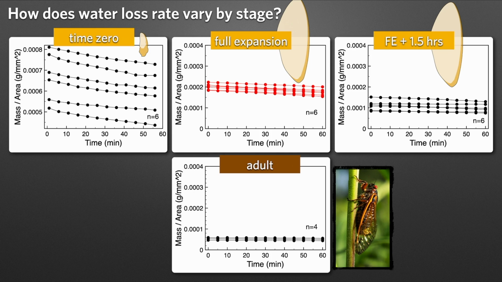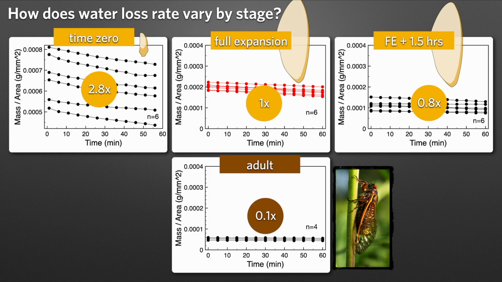Second point, though, is the slopes are really what matter here. How fast is it losing water? How fast is it drying out? So let's reference everything by these full expansion wings. Full expansion wings are a reference of 1, of course. If you look at time 0, they lose water about 3 times as fast as the full expansion ones. After an hour and a half, the rate is about 0.8, so slightly slower than those full expansion ones. And the adults then are about 1/10 as lossy. So the tissue is sclerotized there, and they're much better at not drying out.